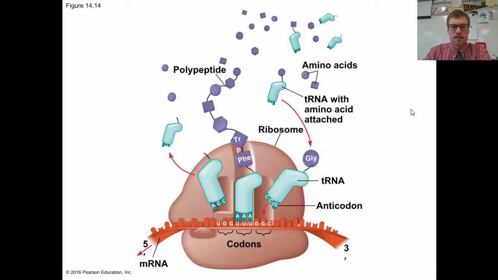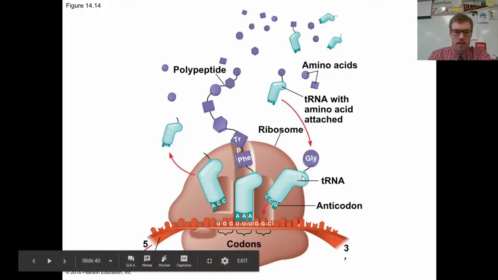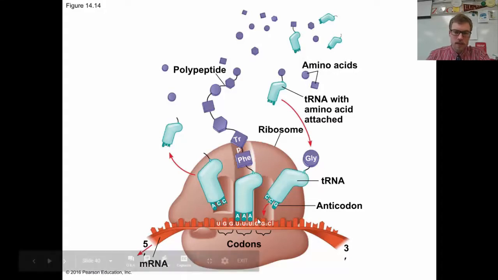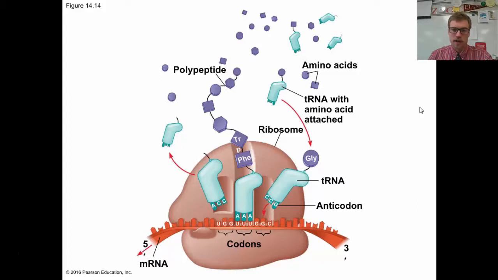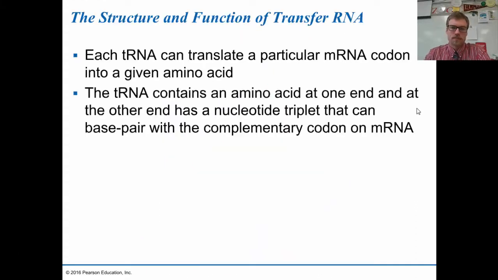All right, so let's look at that process in a little bit more detail. So we have our ribosome and we have our tRNA. tRNAs have the amino acids attached to them. The codons are on the mRNA that is pulled through the ribosome, and we're looking for anticodons on the tRNA that will be complementary to the codons on the mRNA. When they match up, they bring their amino acids with them, and they are dropped off, and they form the polypeptide chain.